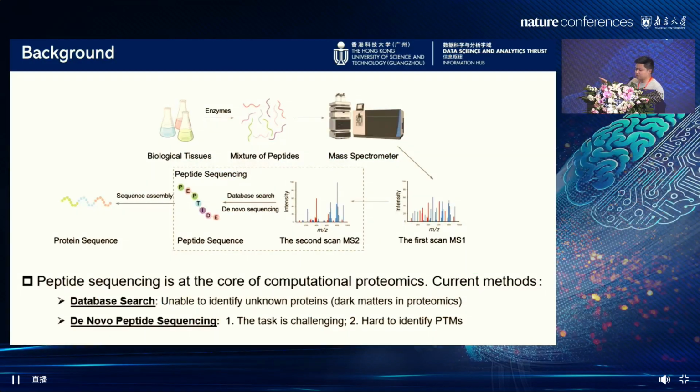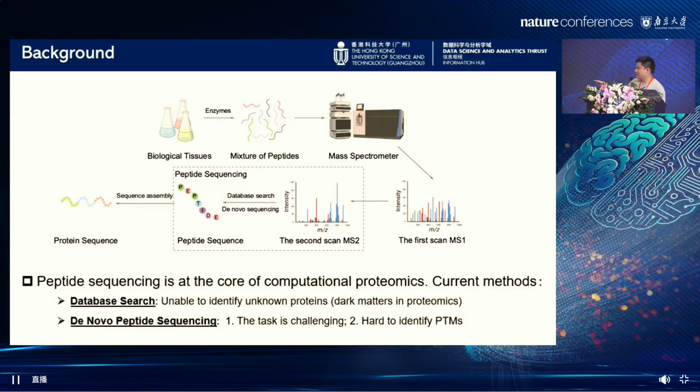This is the specific pipeline of protein identification using a mass spectrometer. One of the most important and challenging tasks in this pipeline is peptide sequencing, where we try to translate the mass spectrum data into the peptide sequence. There are two paradigms for this task. The first is database search, where we compare the spectrum against the database and pick the most similar peptides as identification results. However, it cannot identify unknown proteins outside the database, what we call dark matters in proteomics.